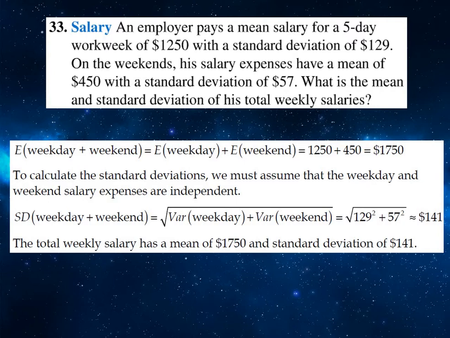For this one, you're going to take the variance, not the standard deviation. So I'm going to have to square 129 and square 57, because we only do math with the variances, not with the standard deviations. Can I look at your calculator? Let me see your calculator. 129 squared, 57 squared.